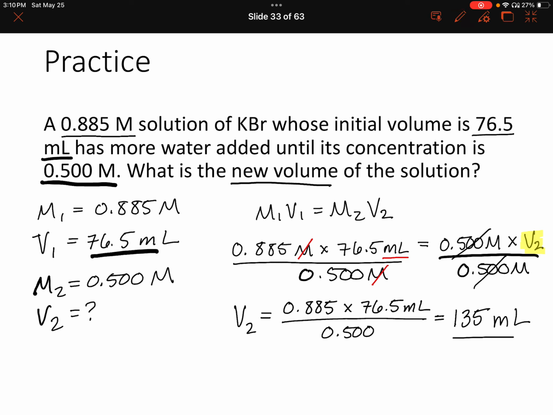All right, so hopefully not too bad. Dilutions are actually pretty easy.